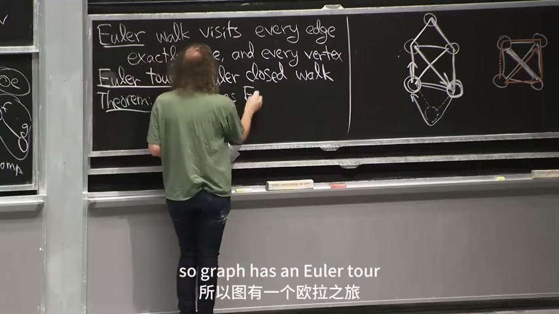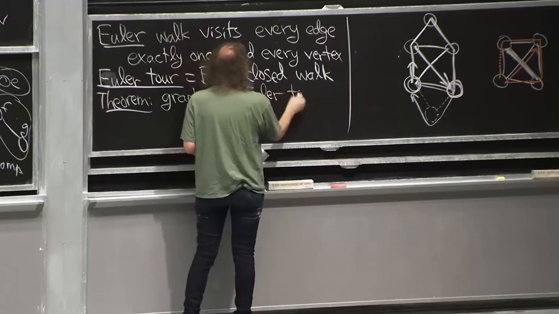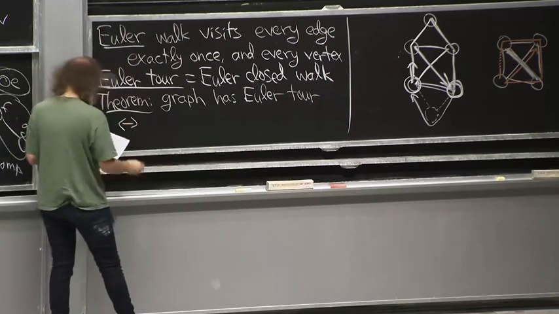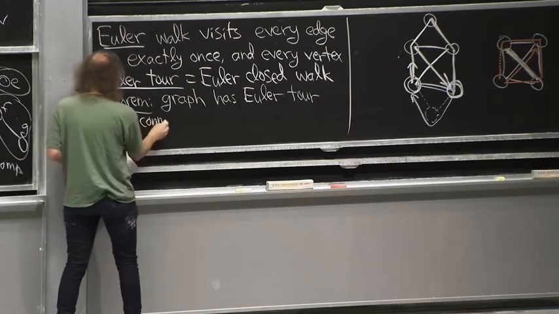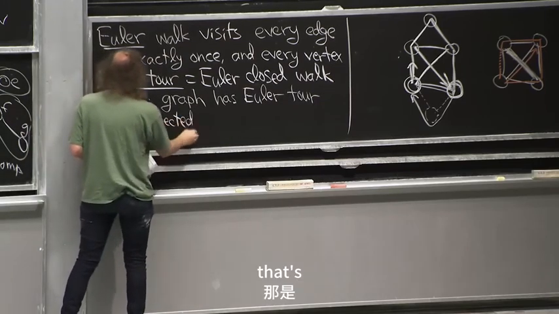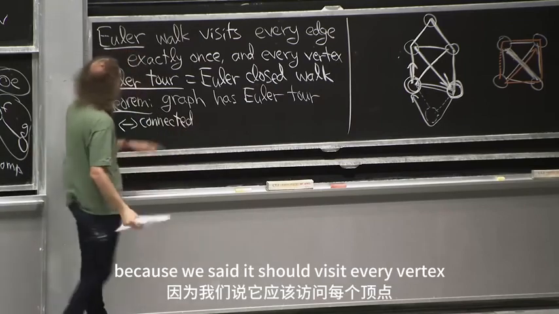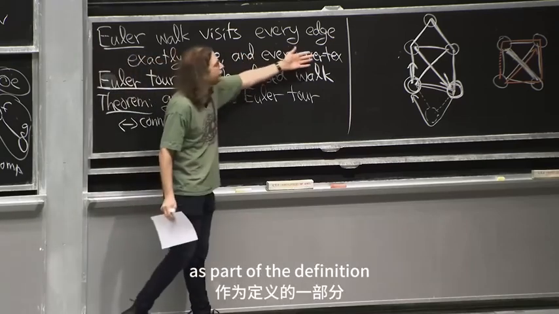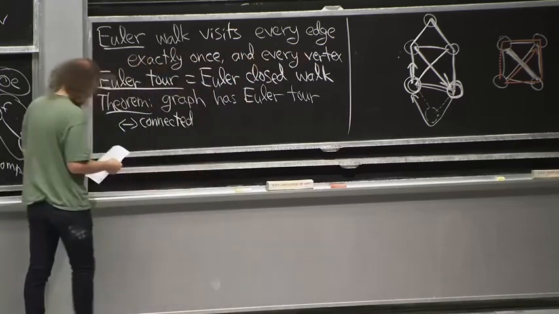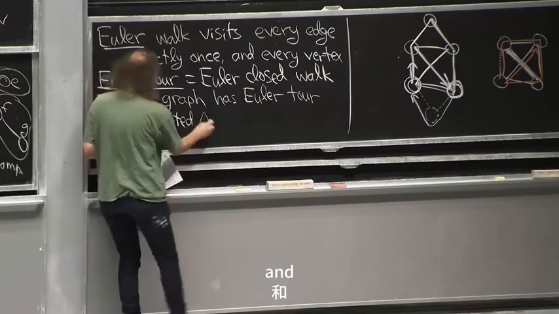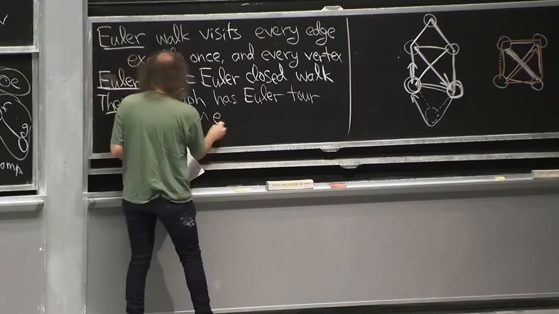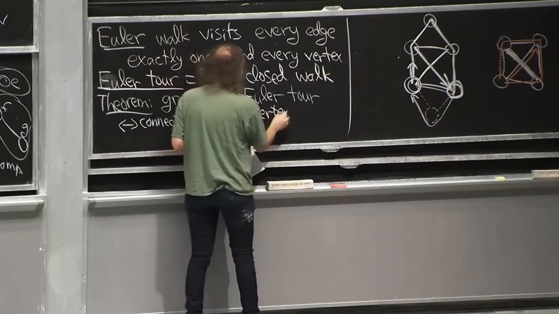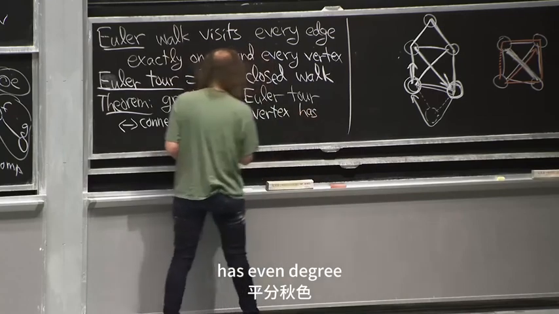A graph has an Euler tour if and only if it's connected. That's certainly necessary because we said it should visit every vertex. You don't have to include this as part of the definition, but it makes the characterization cleaner. And we also need that every vertex has even degree.